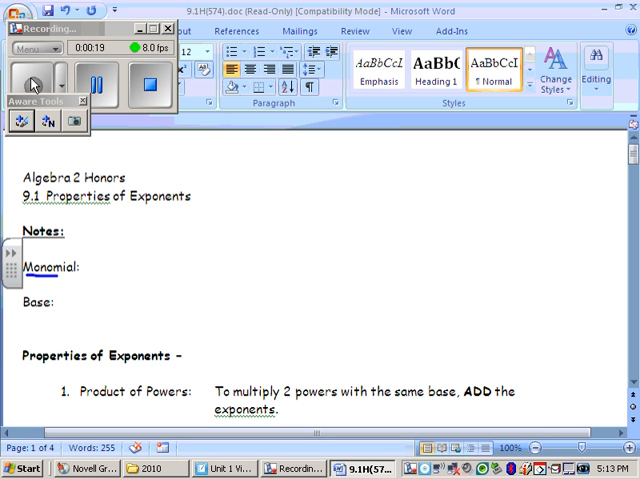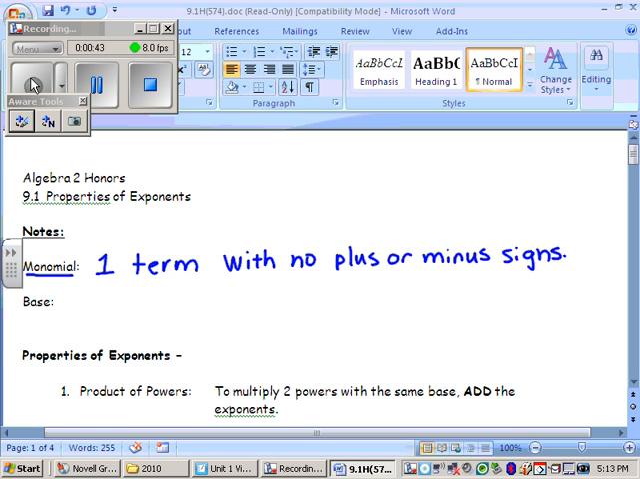The first one we'll look at is the word monomial. The word mono means one. Monomial means one term. And in this case, it means one term with no plus or minus signs. So in this lesson, each term you will be looking at will be monomials.